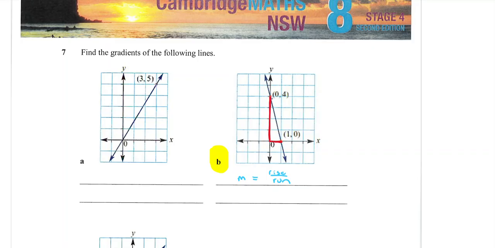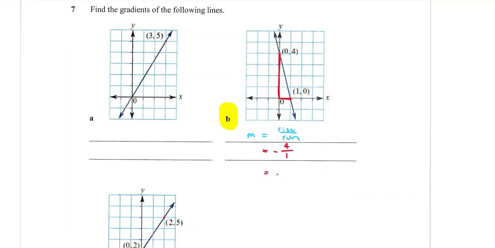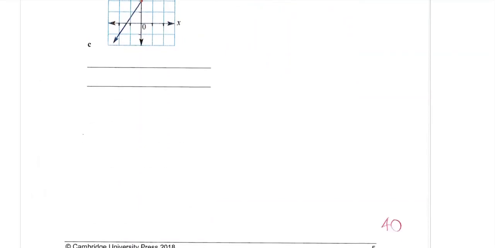So the rise is the vertical one. How many spaces is the vertical bit? 4. So the rise is 4 and the run is 1. But the other thing that I have to look out for is, is this going uphill or downhill? Downhill means negative, so I have to put a minus sign in front of that. So that answer is fine, but it might be a little bit nicer just to write minus 4, because minus 4 divided by 1 is just minus 4. Okay, so that will be all of question 7, finding the gradients.